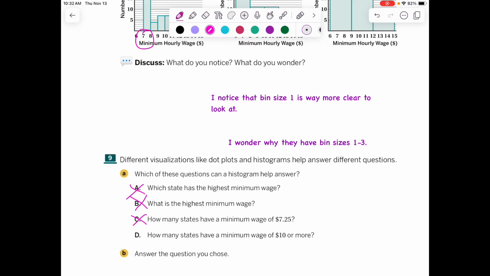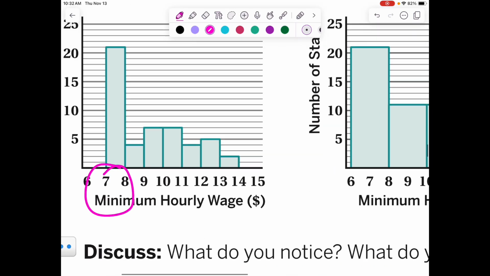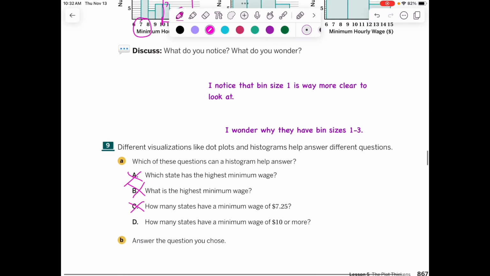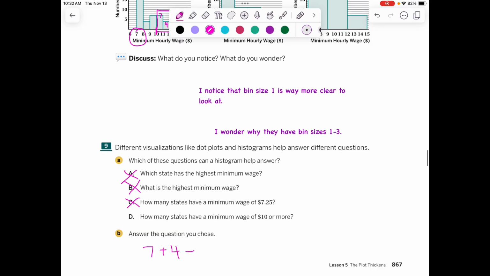But question D, how many states have a minimum wage of $10 or more? That is very easy to figure out. Here's $10, and I want to know 10 or more. So I want to know how many states are in this range. So if I look, this first bar is at 7, this next bar is at 4, the next bar is at 5, and my last bar is at 2. So if I add all those numbers up, 7 plus 4 plus 5 plus 2, I would get 18 states.